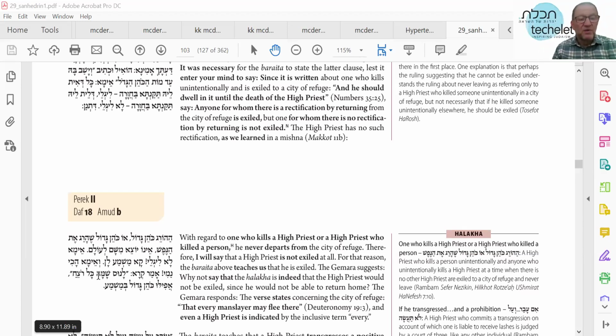But we have another pasuk, and it is in Sefer Dvarim, which I will now show you on the screen. Would it be only for his own safety he would need to go to the city of refuge? Because if he doesn't have to go to the city of refuge, anybody can kill him. So he would do it for his own safety. He would want to go there.